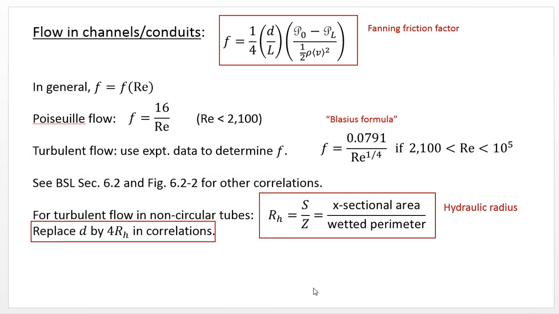Now, oftentimes in turbulent flow, we might have to deal with a non-circular tube. And so a very useful and very important concept is the idea of the hydraulic radius, designated as R sub h. Now, hydraulic radius is the ratio of the cross-sectional area of the channel or conduit, which is designated by S, to the wetted perimeter. This is the area of the wall of the tube or channel or pipe in contact with the fluid, and that's designated by Z, the perimeter. So the hydraulic radius is the ratio of the cross-sectional area to the wetted perimeter.